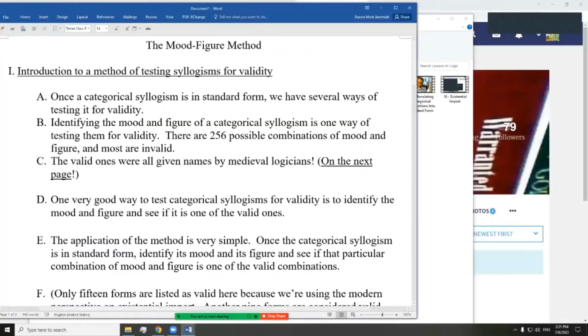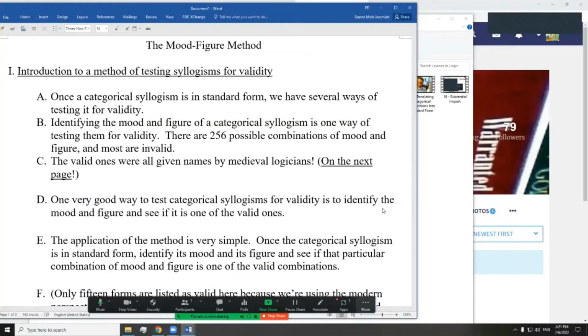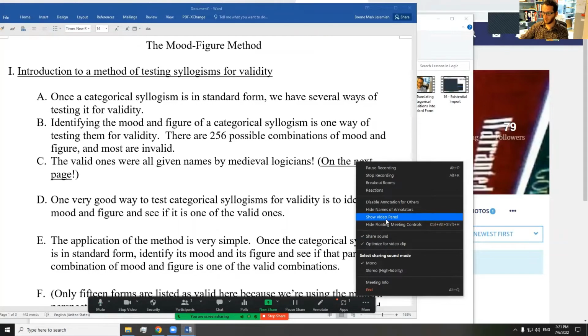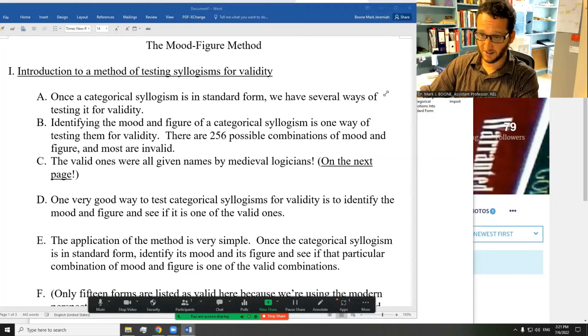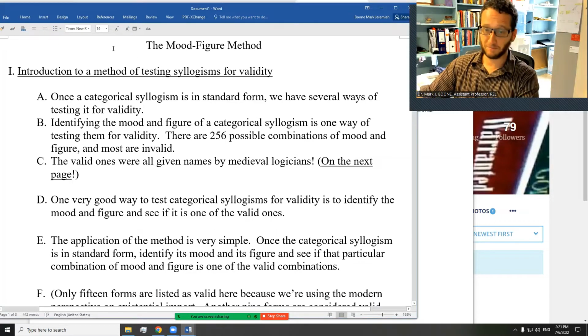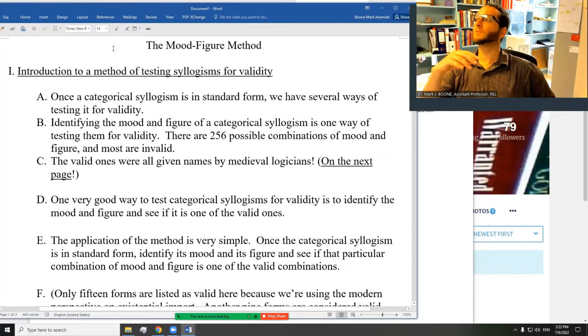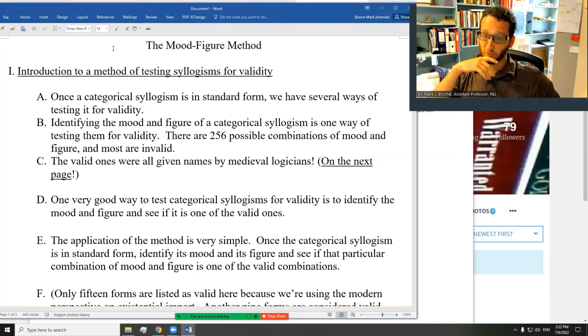And now we're finally going to introduce a nice method of testing categorical syllogisms for validity. Although at this point, there's surprisingly little to say about it. We've already done nearly all the work necessary for using this method. All right, so a categorical syllogism has two premises, one conclusion, a total of 3 terms. Each premise and the conclusion should be a categorical proposition.